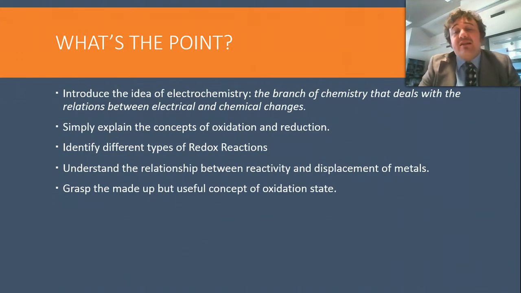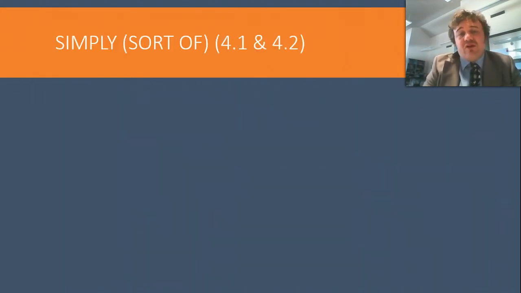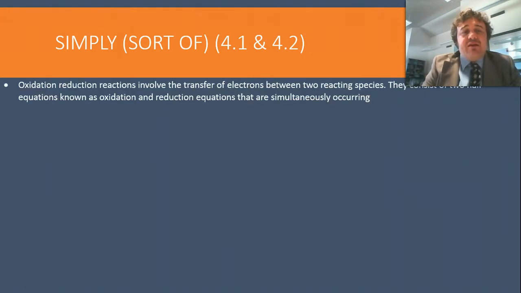You also want to understand how the reactivity of a metal affects displacement of metals in particular types of redox reactions. And you want to grasp the made up but useful concept of oxidation state. In other words, it's not an empirical thing, it's something we apply to reactions to help them make sense. Alright, so this is your 4.1, 4.2, so displacement and oxidation reduction. Okay, so we are going to go through this fairly quickly.